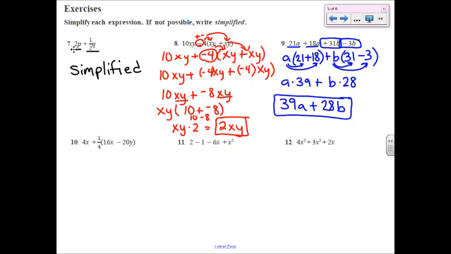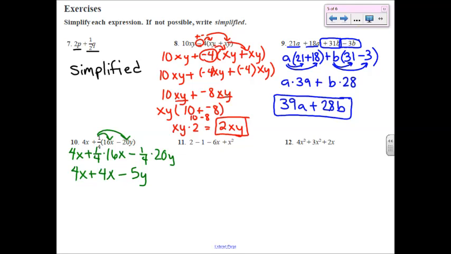Alright, in number 10, we have 4x and then 1/4 times 16x minus 1/4 times 20y. So 4x stays the same, plus 1/4 times 16x minus 1/4 times 20y. So 1/4 of 16 is the same thing as 16 divided by 4, that's 4x. And then 1/4 times 20, 20 divided by 4 is 5y.